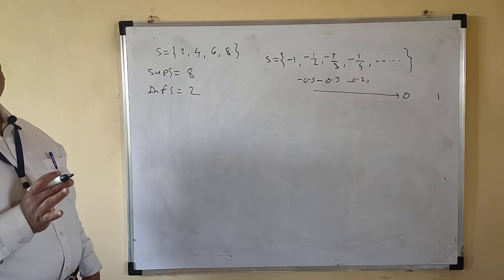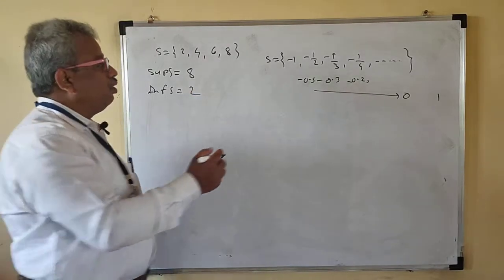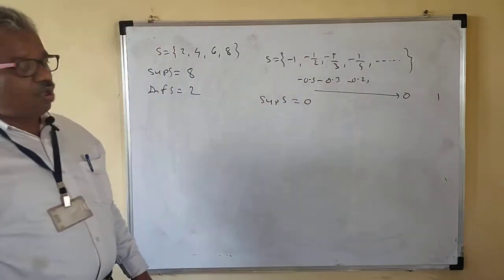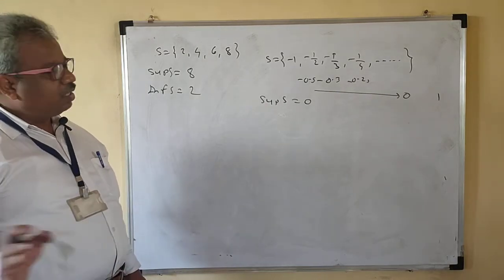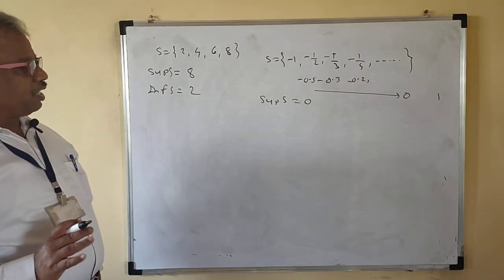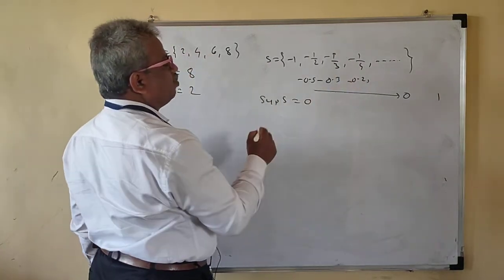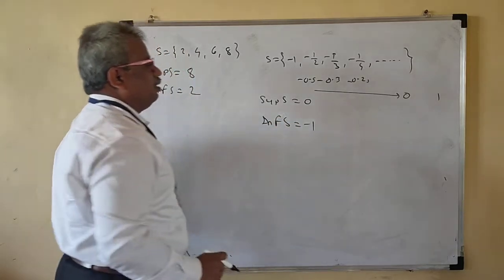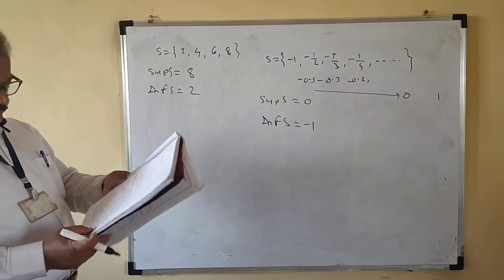And 0 is the biggest one now. All numbers are negative, that means all numbers are less than 0. Now your supremum of S will be 0. And all numbers are greater than minus 1, so the infimum of S is minus 1. Note that if the set is like this, then your supremum is 0 and infimum is minus 1.